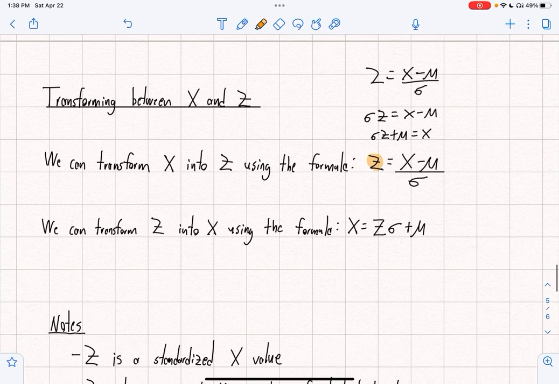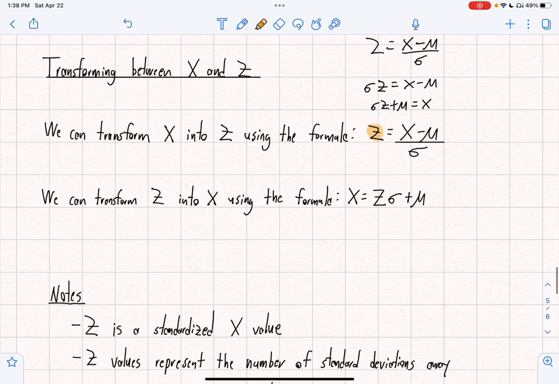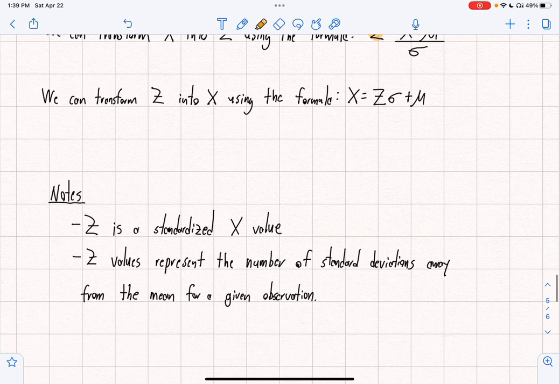So let's just note a couple things about z-scores. So z is just a standardized value of x, right? X can range from anything. Most of our values might say range from 0 to 100. But then once we implement the z-score transformation on those values, well then our values are going to range mostly between -3 and 3. And so we can think of z values as the number of standard deviations away from the mean for a given observation.